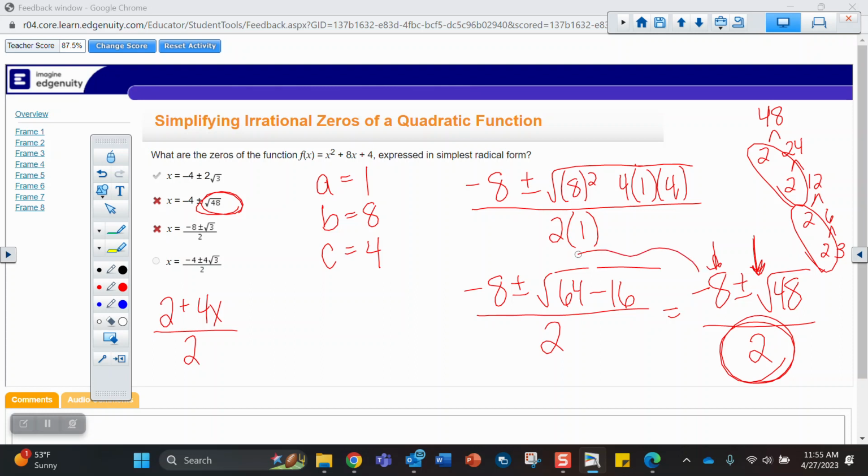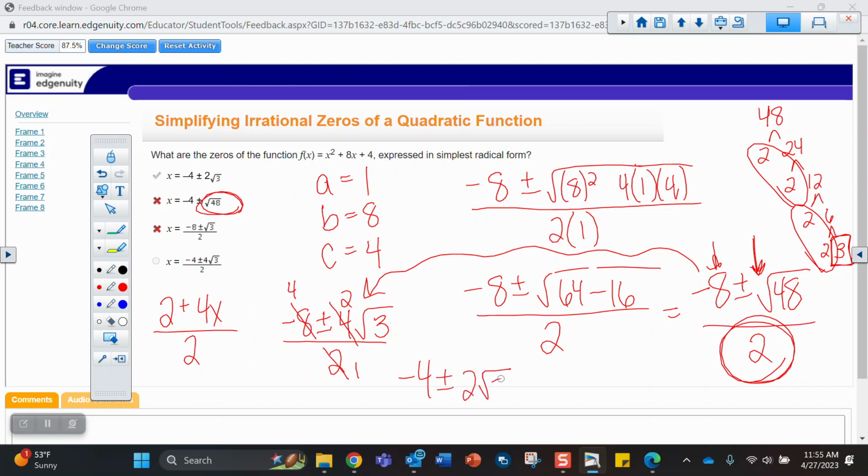So now I'm going this way, ran out of room on my screen. -8 plus or minus. I have 2 pairs of 2's, so I multiply those together. 2 times 2 is 4. And I have a 3 left over. That goes back underneath. And it's all over 2. Now I can reduce. 2 goes into 2 once. 2 goes into 8 4 times. 2 goes into 4 twice. So now it's -4 plus or minus 2 square root 3, and I don't have to write it over 1.